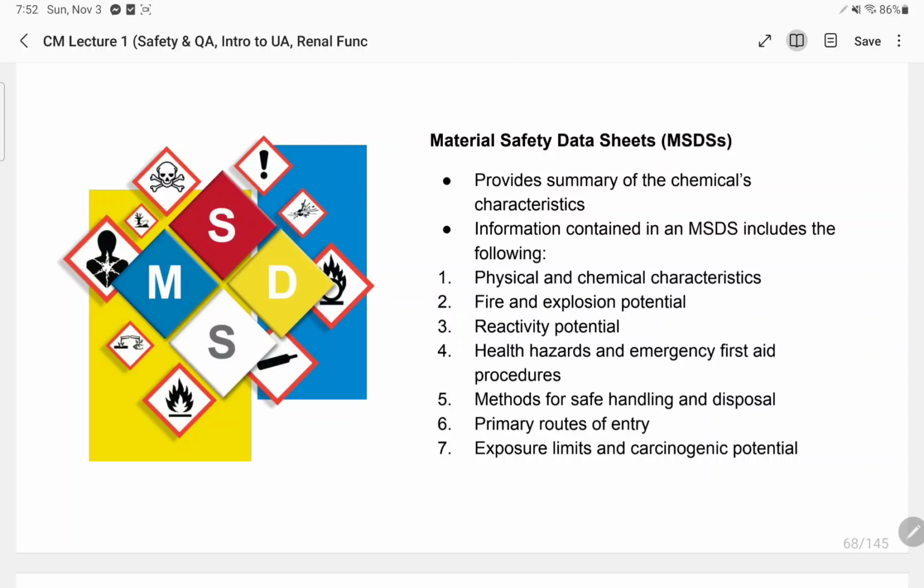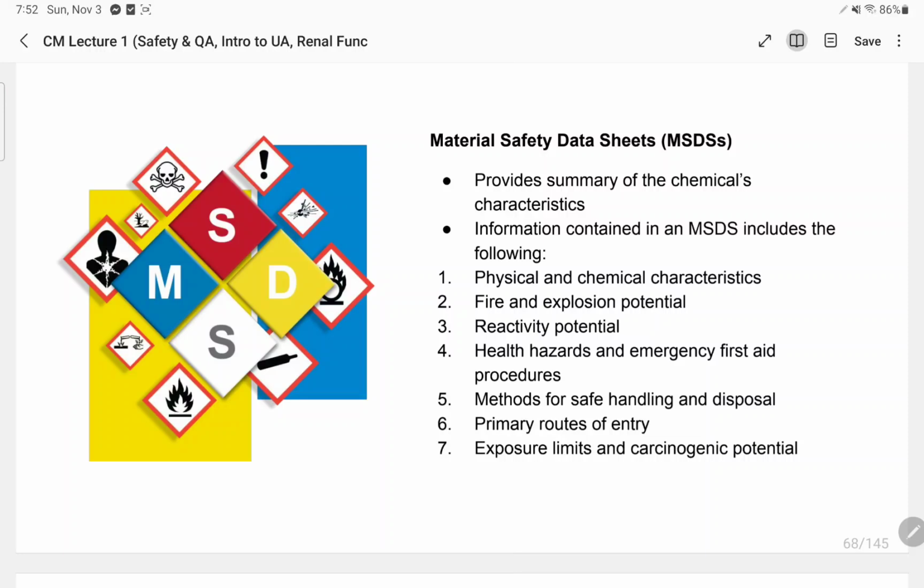Unsa man ang mga first aid nga pwede natong buhaton in case nga na-spill or worse maigo sa any part sa atong body, okay? How do we safely handle and dispose this material? Okay? What are the primary routes of entry para ma-cause og damage or hazard kini nga chemical? And what are the exposure limits and carcinogenic potential of this chemical?